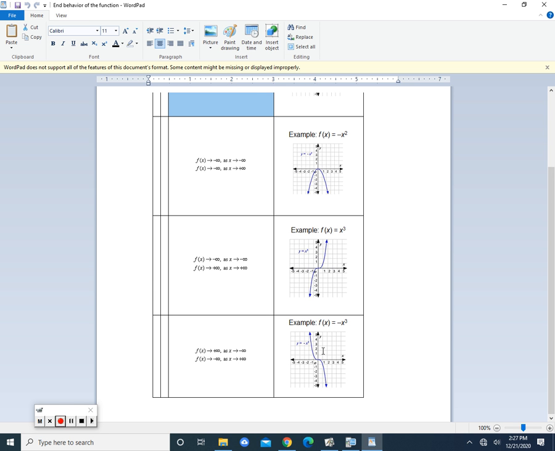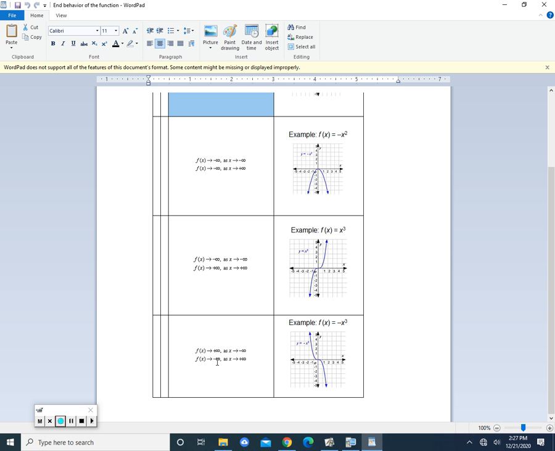Okay, so these are odd degrees. See, x cubed. As x approaches negative infinity, it's going down to negative infinity, matches. As x approaches positive infinity, the graph goes to positive infinity. Let's look at this one. As x approaches negative infinity, the graph approaches positive infinity. As x approaches positive infinity, look where it goes. It goes down to negative infinity.